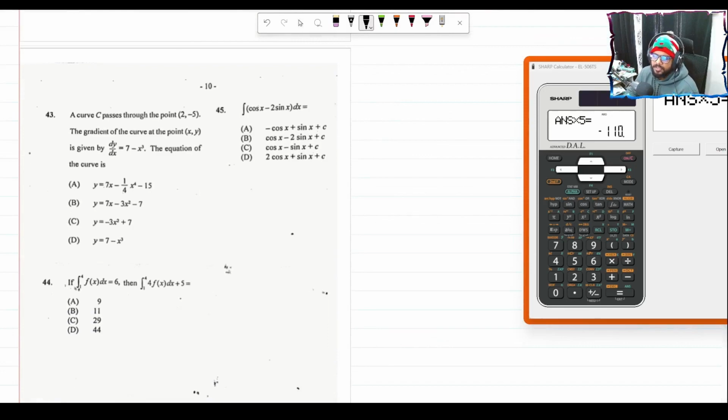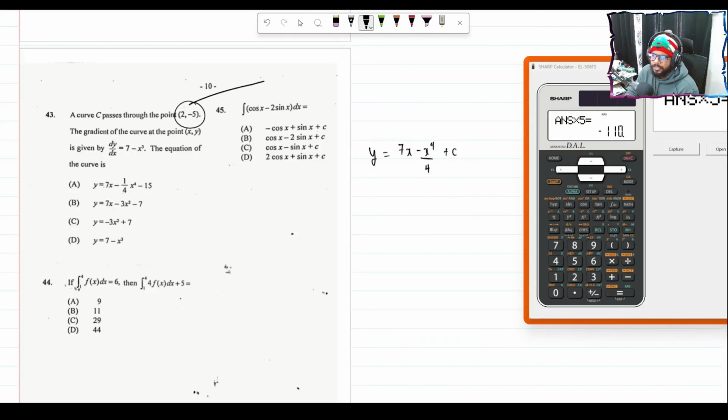A curve passes through the point 2, negative 5. The gradient of the curve is given by that. The equation of the curve is, let me integrate. When I integrate 7, I get 7x. When I integrate x cubed, I get x to the power 4 over 4, and a plus c. When I integrate dy dx, I'm going to get y.